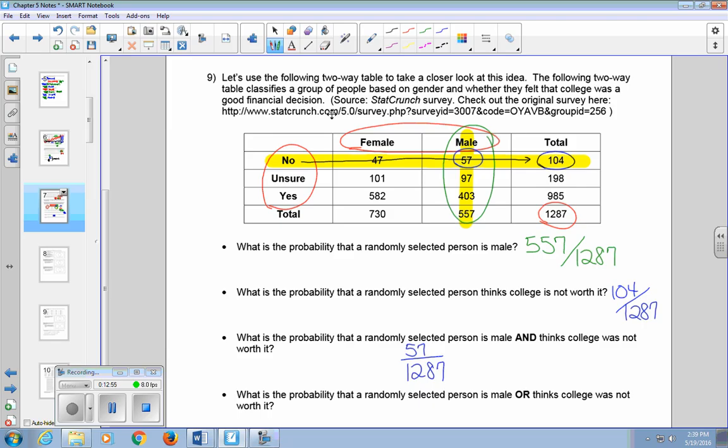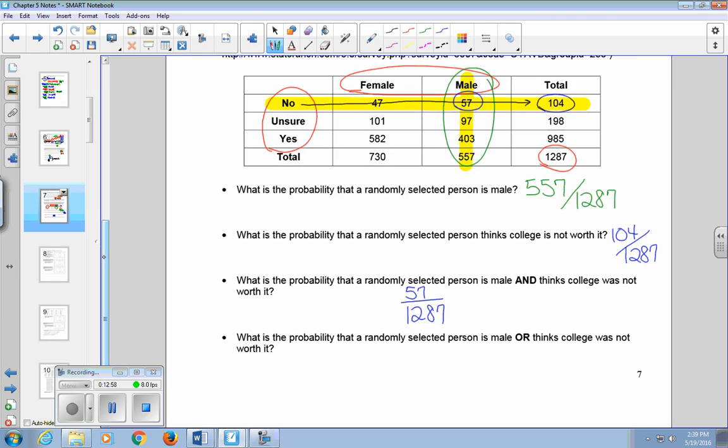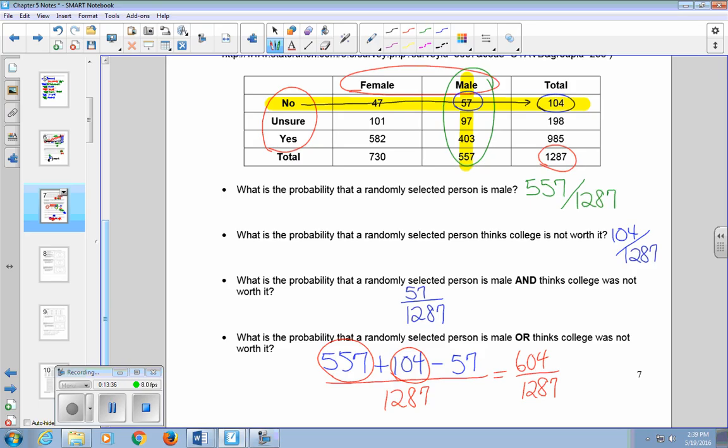And the last one, what's the probability that a randomly selected person is male or thinks college was not worth it? Now we've got to include the 557 people that identified as male, plus the 104 people that said they didn't think college was worth it. But we also have to subtract the 57 people that had both of these characteristics because they were counted twice. They're counted once in this number, they're counted once in this number. Right, so we're getting rid of the overlap with that subtraction. And that again is out of a total of 1,287. That gives us a total of 604 out of 1,287.